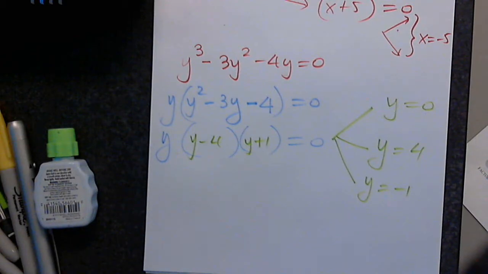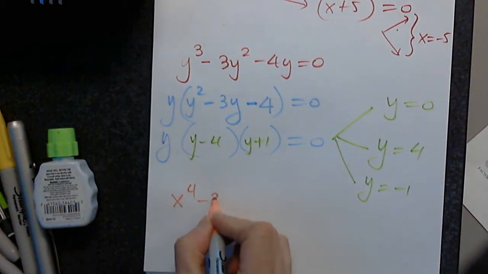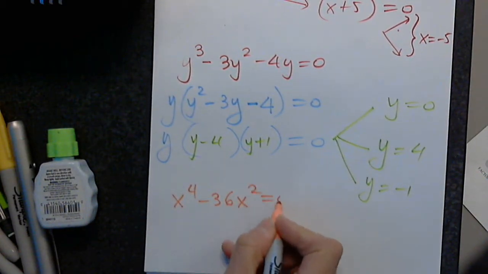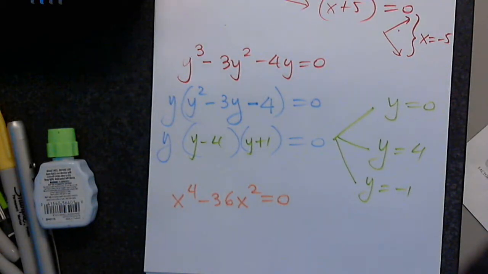Okay, x to the 4th minus 36x squared equals 0. Now you know why I tortured you with factoring for a month. How many solutions will you write for this one? Even if they're all the same. 4. Exactly.